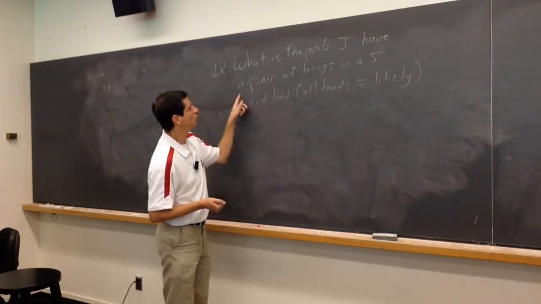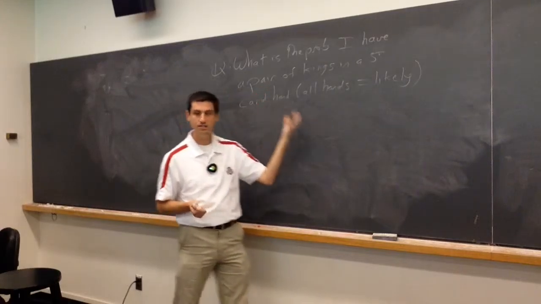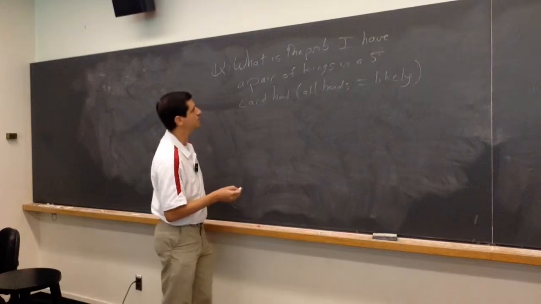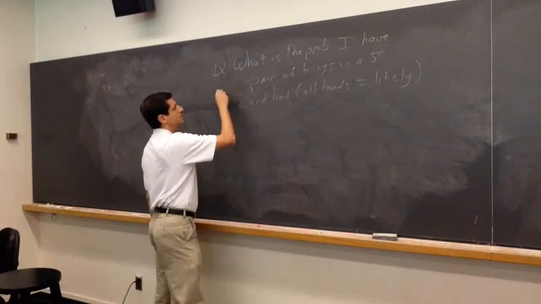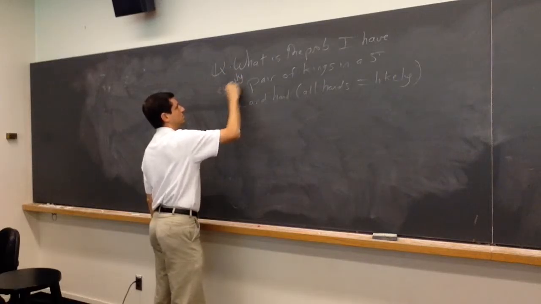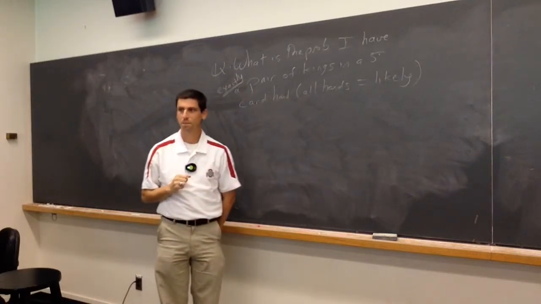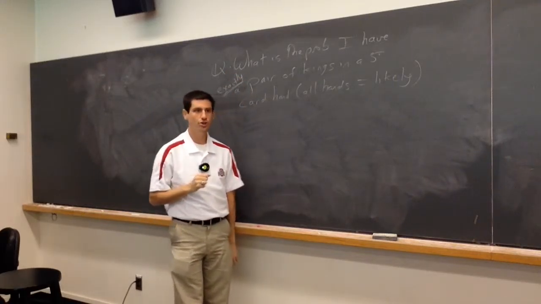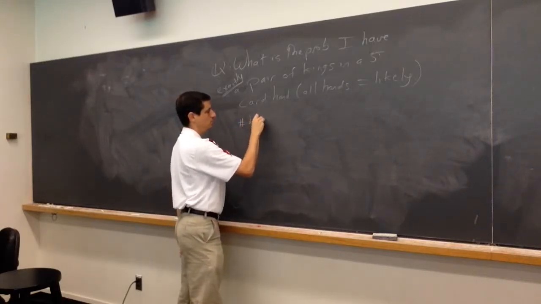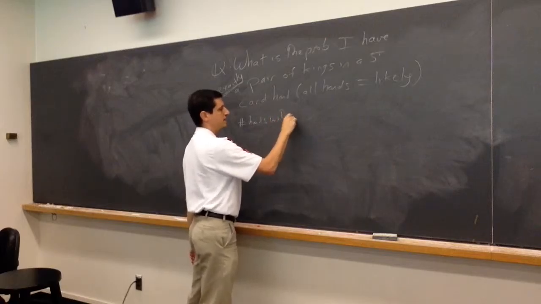So we could do the probability that we have at least 2 kings, or the probability we have exactly 2 kings. Let's do exactly. We have exactly a pair of kings. So the number of hands with exactly 2 kings.